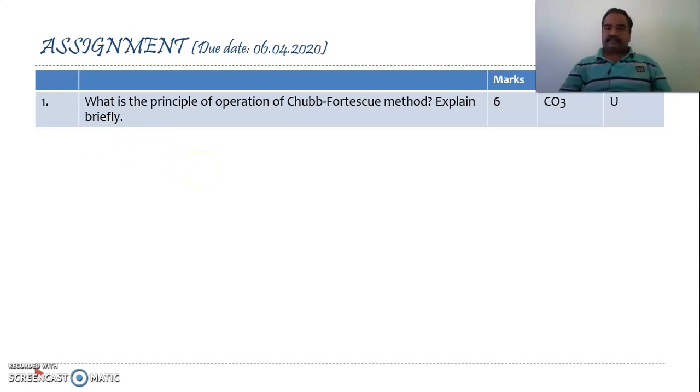And your assignment is, what is the principle of the Chubb-Fortescue method? Explain it briefly. You are supposed to start with the principle, basic circuit diagram, components, and explain the working of each part. You explain to me how non-ideal waveforms cannot give perfect outputs when you employ this Chubb-Fortescue method, and why it fails when you do have harmonics in your signal.